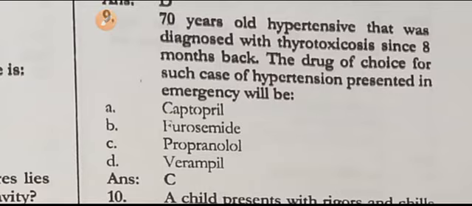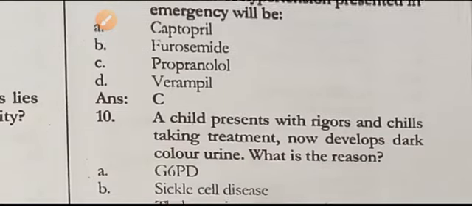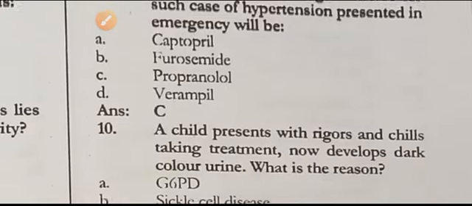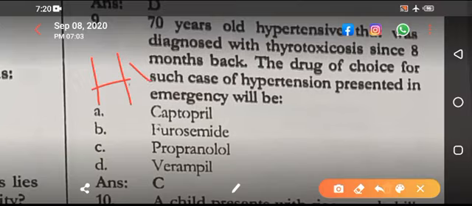After this, the MCQ comes directly. That is propranolol, because this is thyrotoxicosis. A child presented. What is the difference between hyperthyroidism and thyrotoxicosis?